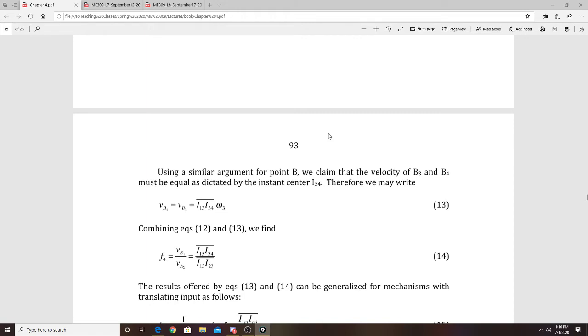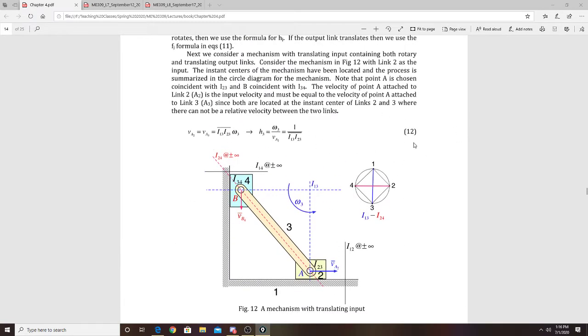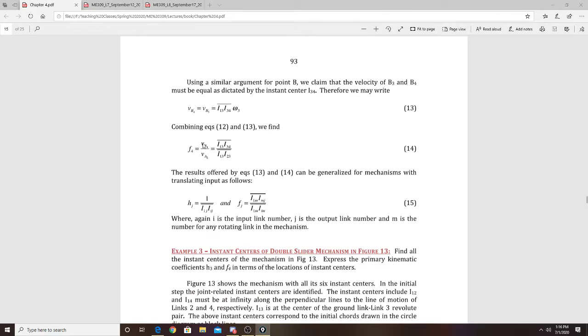But let me see. So it says, using a similar argument for point B, we can claim that the velocity of B3 and B4 must be equal as dictated by the same instance center. Therefore, we may write VB4, VB3 is equal to I13, I34, omega 3. And if you combine equations 12 and 13, this is 13, 12 was written up here, you find that F4, which is the primary kinematic coefficient for the translation, is VB4 over VA2, so it's the velocity of B4 over the velocity of A2, I13, I34 over I13, I23.